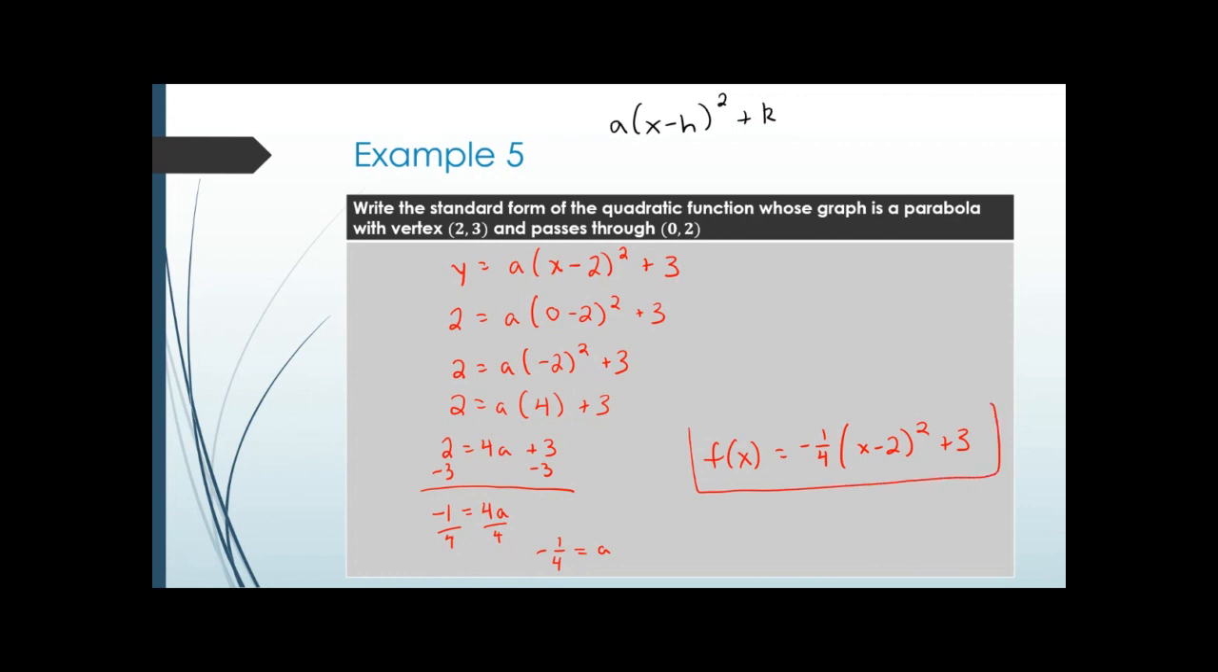So it's not really like it's a lot of work. It's just making sure you know what to plug in where. So I'm going to highlight here. Your vertex is going here. And then when it passes through some other point, those get plugged in for your y and your x so that you can solve for a. But once you have everything in there, then it's just kind of plug and chug. Just follow the order of operations and solve.